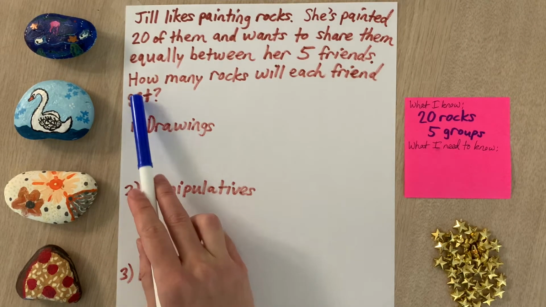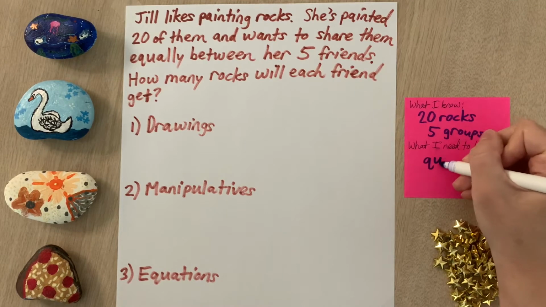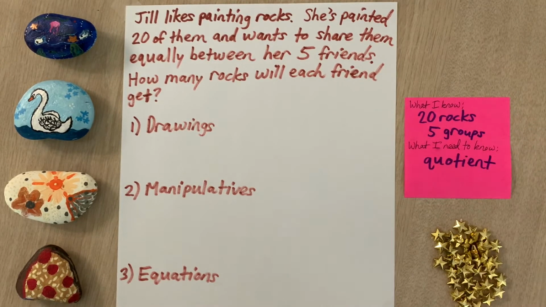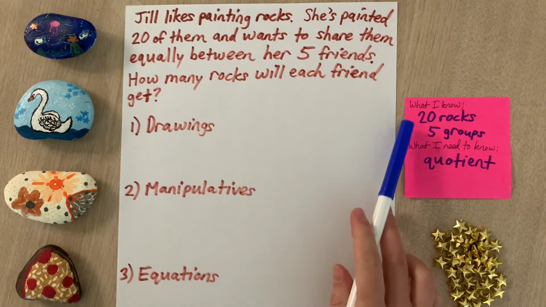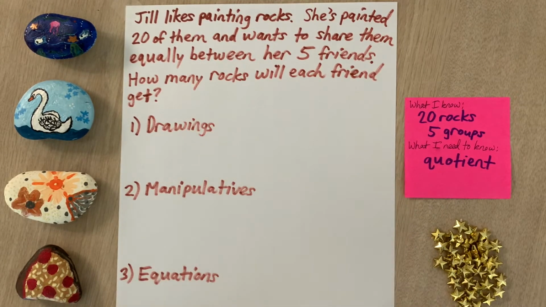Well, we need to know how many rocks each friend will get, because it's asking how many rocks will each friend get. So we really need to know what the quotient is going to be. We wouldn't say the product, because product is for multiplication, whereas quotient is for division. So we're looking for that quotient. We're looking for the number for when 20 rocks are divided among 5 groups. We're looking for that number, the quotient.